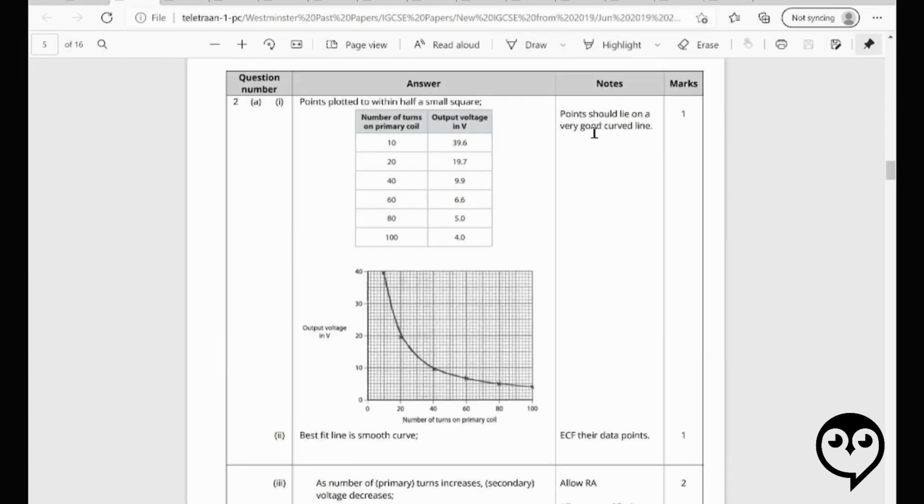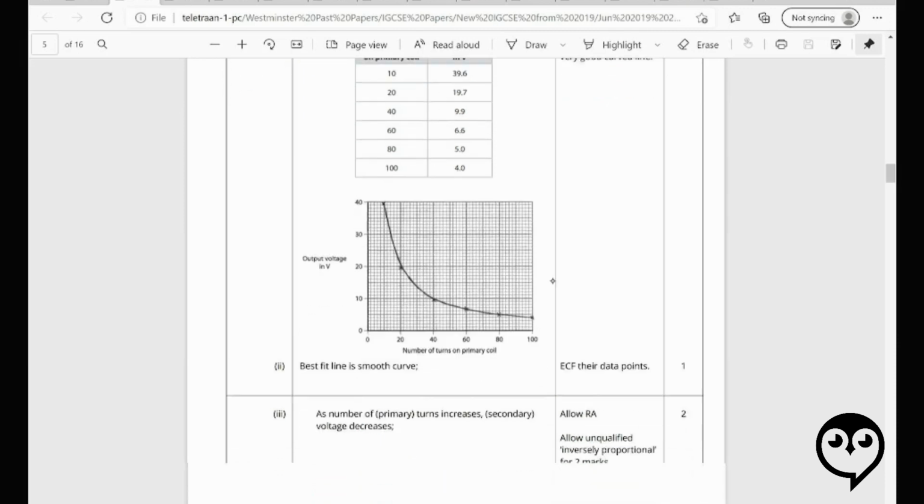Okay, mark scheme. Points should lie on a very good curved line. That's what I've got. I've plotted them all correctly. I'll get a mark, 1 for the curve.